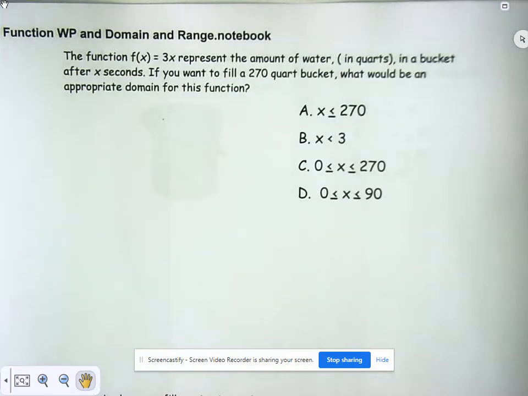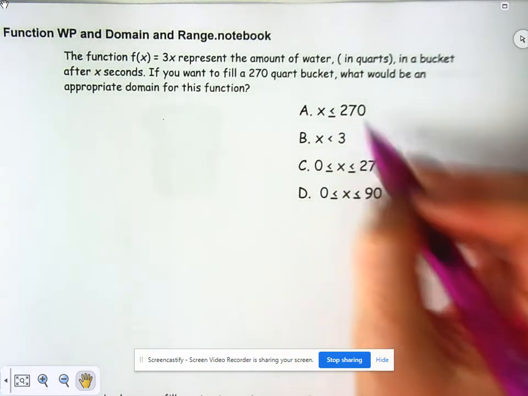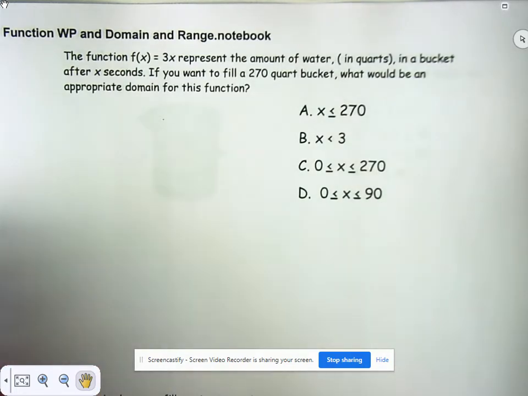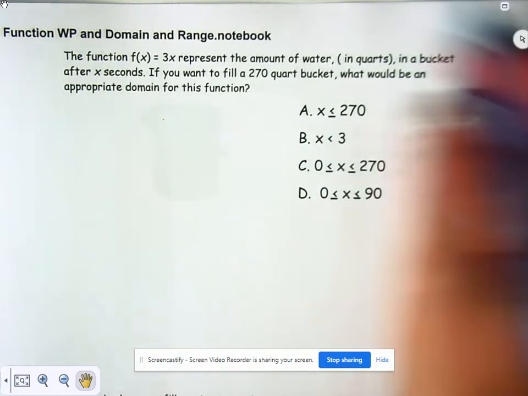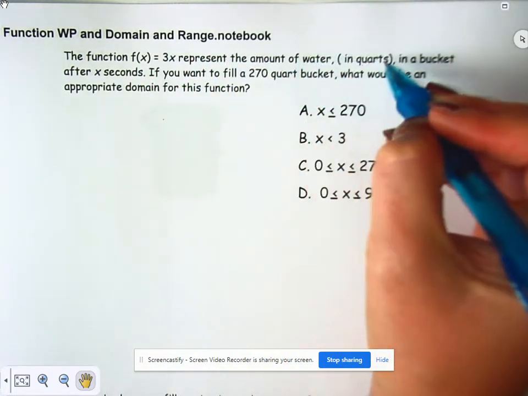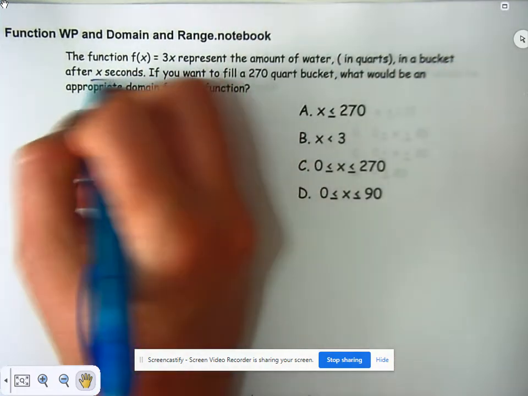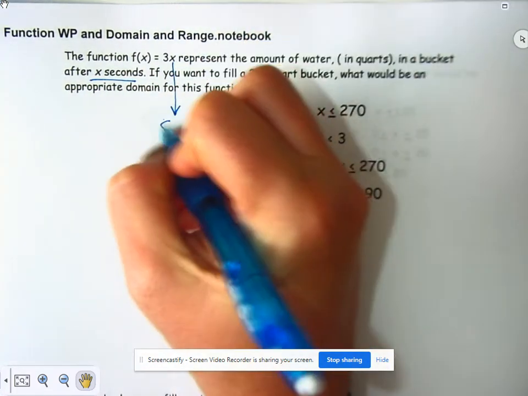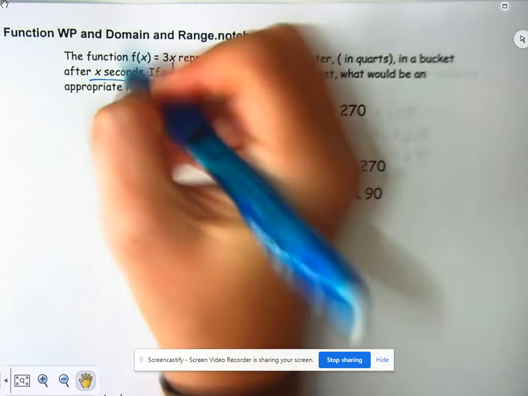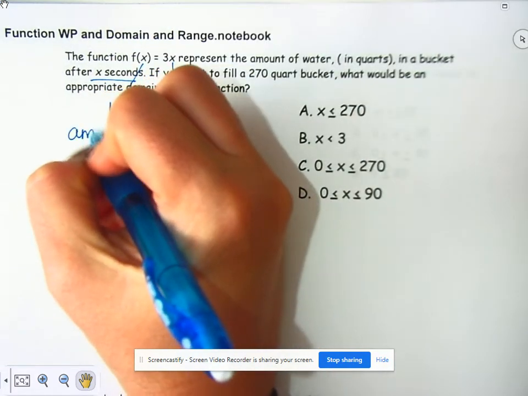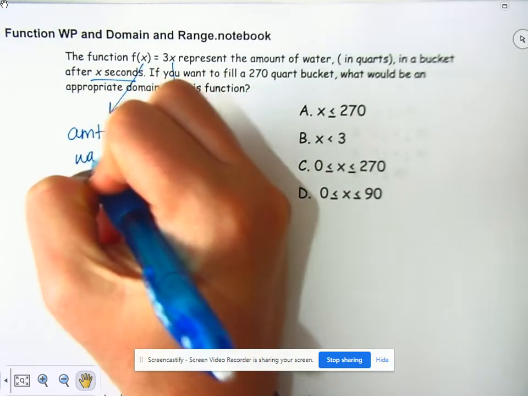All right. So here's where we think we understand what we're doing, and we just jump right here and we see this 270 and we think, oh, the answer must be C because that's what we've been doing all day. But read carefully. F of x equals 3x represents the amount of water in quarts in a bucket after x seconds. So x is our seconds, and f of x is the amount of water.